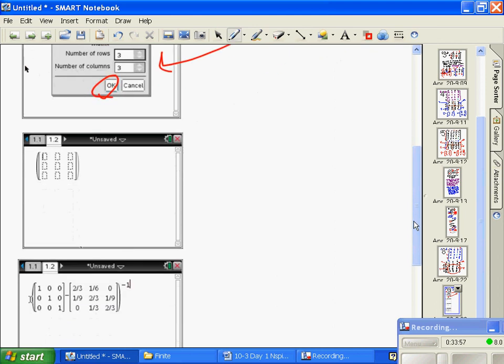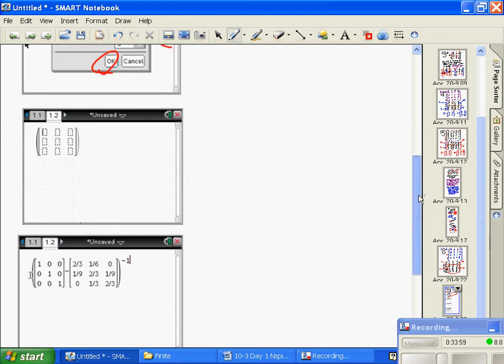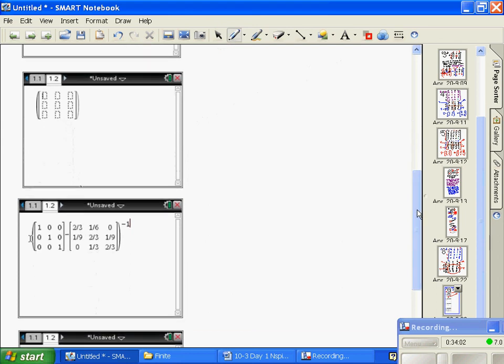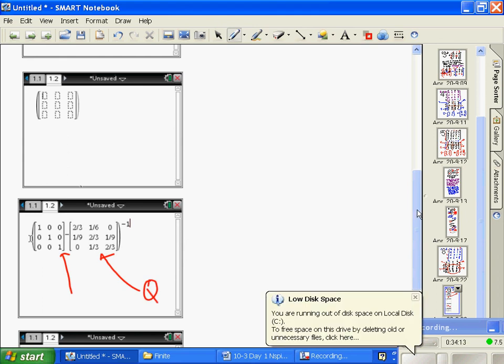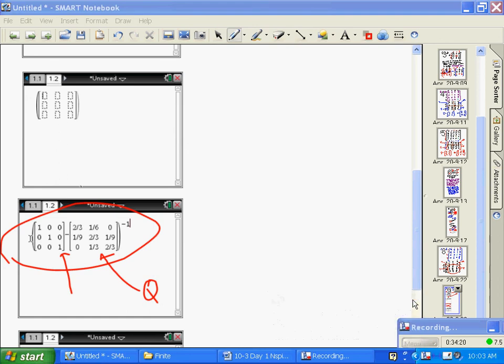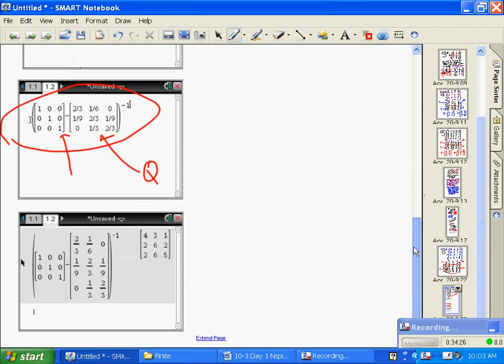Put in your identity. And then you've got to make sure your cursor is to the right of that matrix. Press your minus sign. Select another 3 by 3 matrix. Basically, this will be what you need right here. Okay? Well, that could be a problem. Low disk space. All right? So I have I minus Q inverse. Pause this and get that all done, and then we can come back and discuss that final answer.